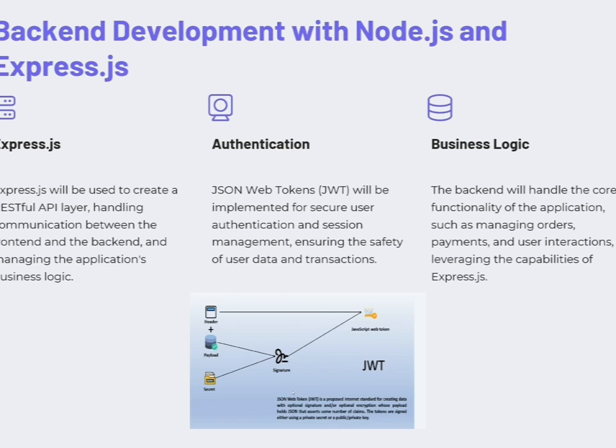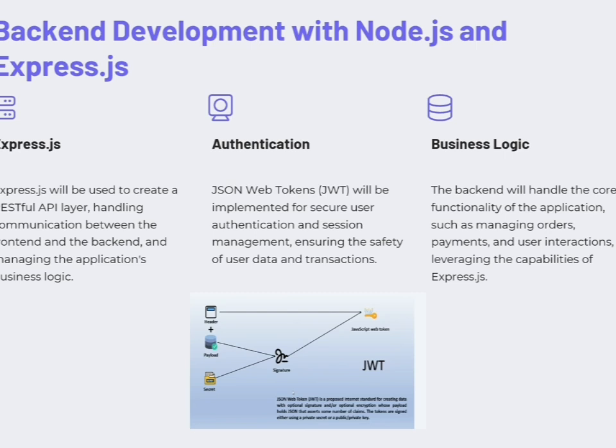Backend development with Node.js and Express.js. The backend was developed using Node.js and Express.js. Express.js was crucial for creating a RESTful API layer that handled communication between the frontend and the backend and managed the business logic of the application. Secure user authentication was implemented using JSON Web Tokens, that is JWT, ensuring the safety of user data and transactions, as we see the function of JWT in the diagram.